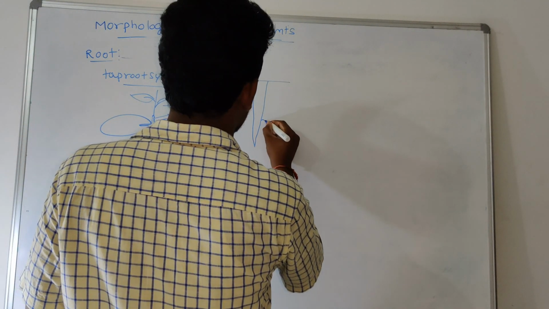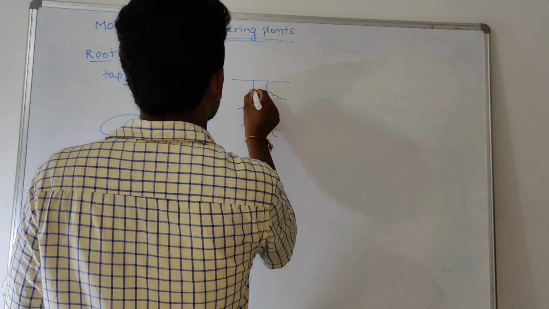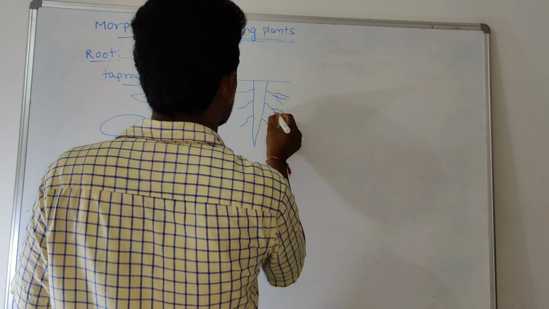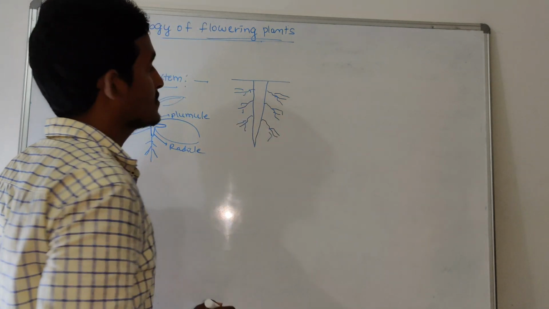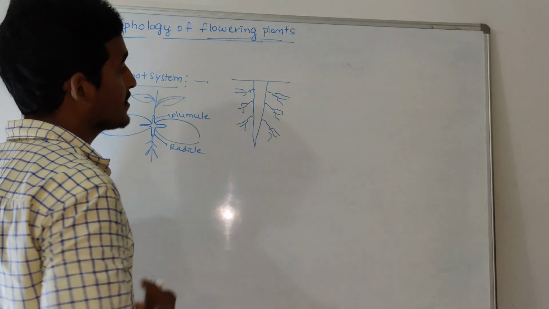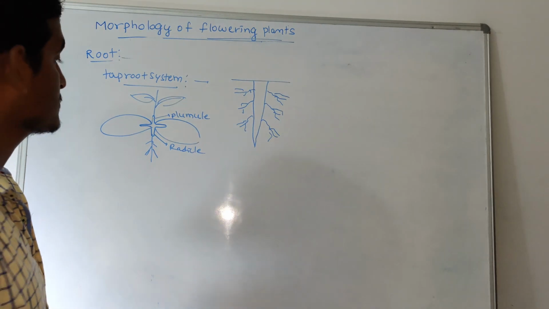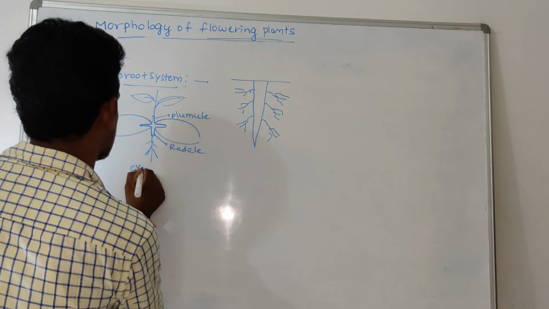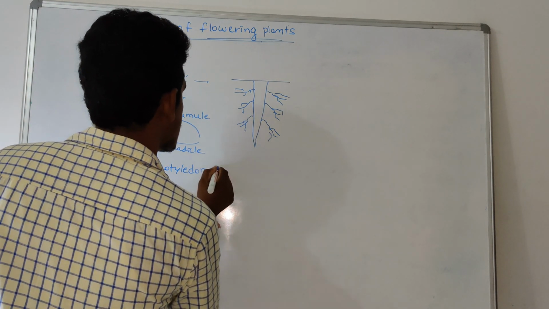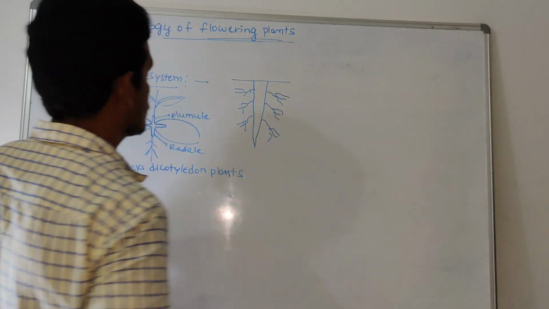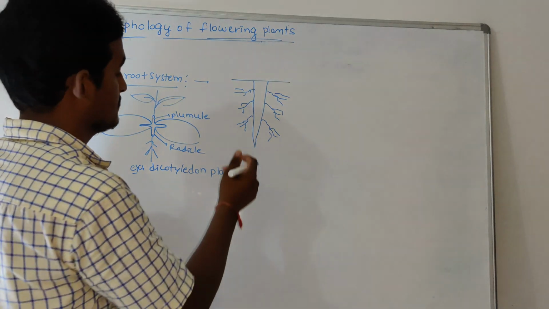Later it will produce primary roots, secondary roots and tertiary roots. Combined, we call this a taproot system. Generally we observe this taproot system in dicotyledon plants. Right? So that is about the taproot system.